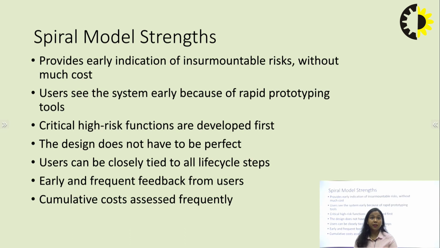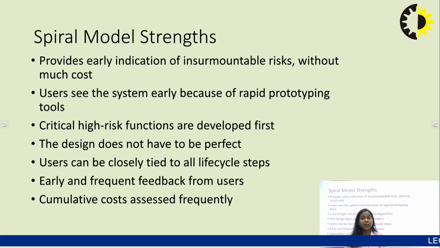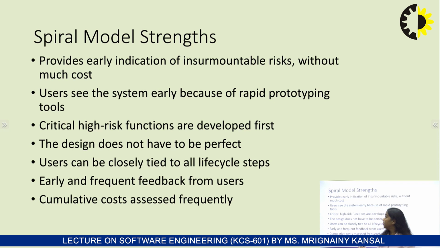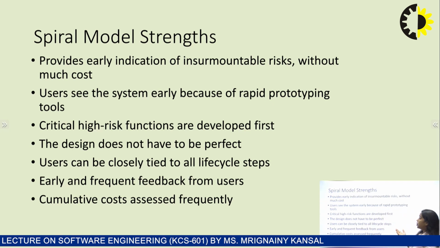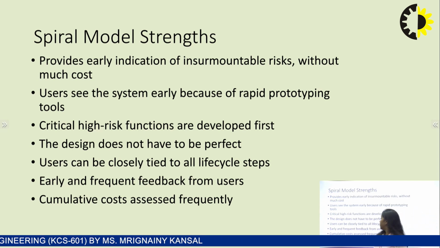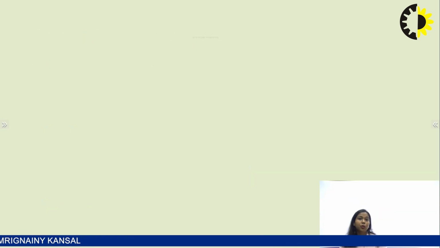So what are the strengths in this? Actually, the main advantage we are getting here is the risk analysis, that the risk is going to be reduced as much as possible when we are using the spiral model. In the spiral model, at every phase, at every level, we are calculating the risk, how much risk is going to be there or be reduced, where the software is not able to tolerate even a little delay in its performance. So critically, high-risk functionality is developed first, the user can be closely tied in the lifecycle steps, and early and frequent feedback from the user can be received. So the cost will be high, but the risk is going to be reduced at any cost.